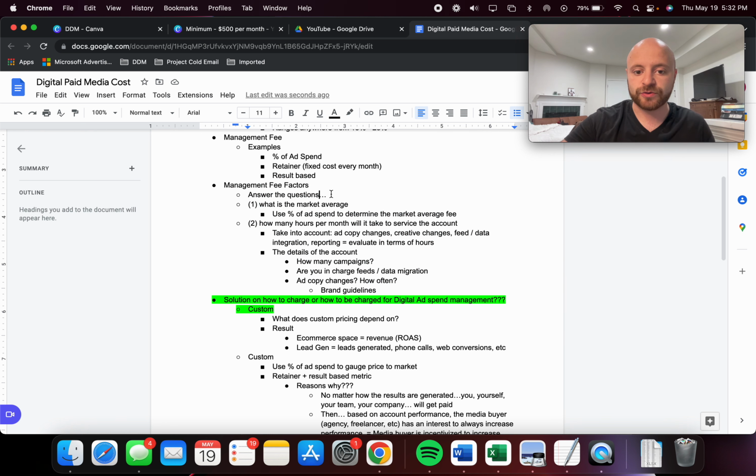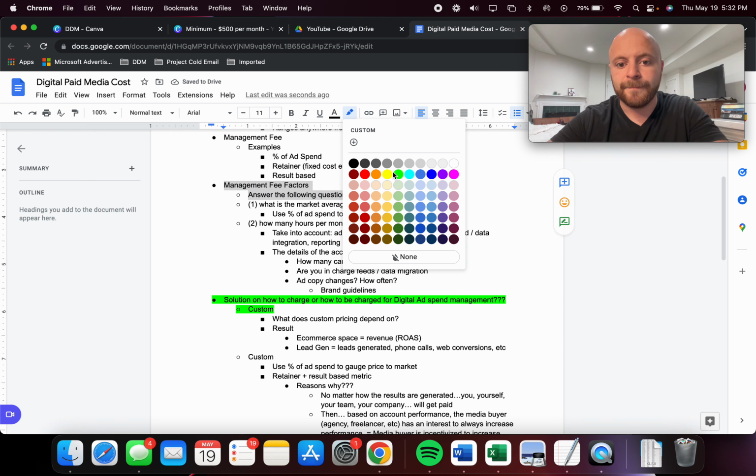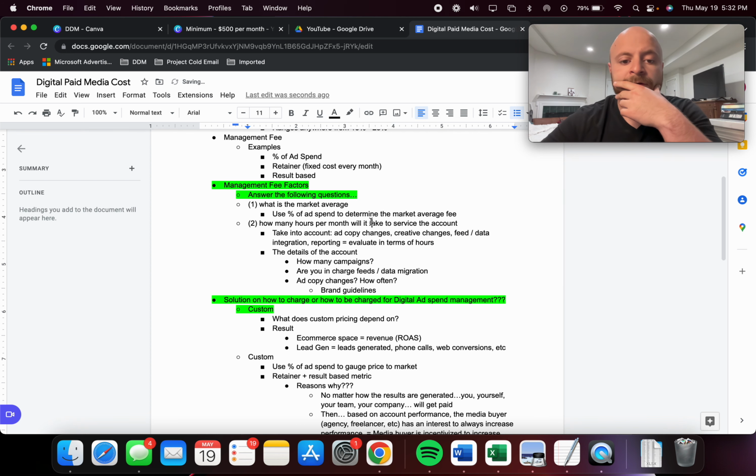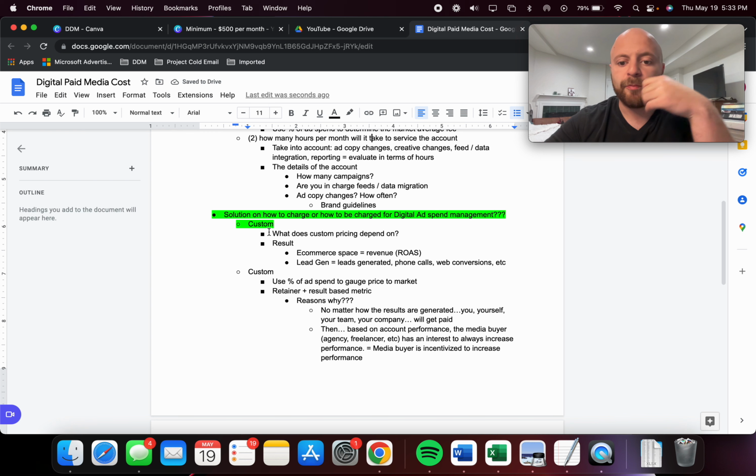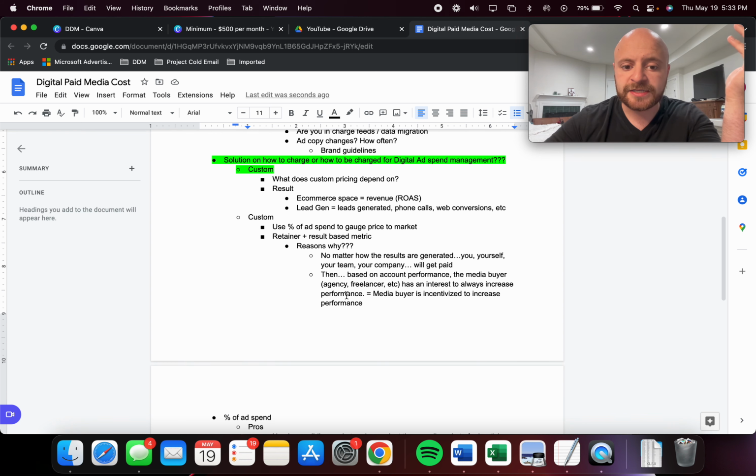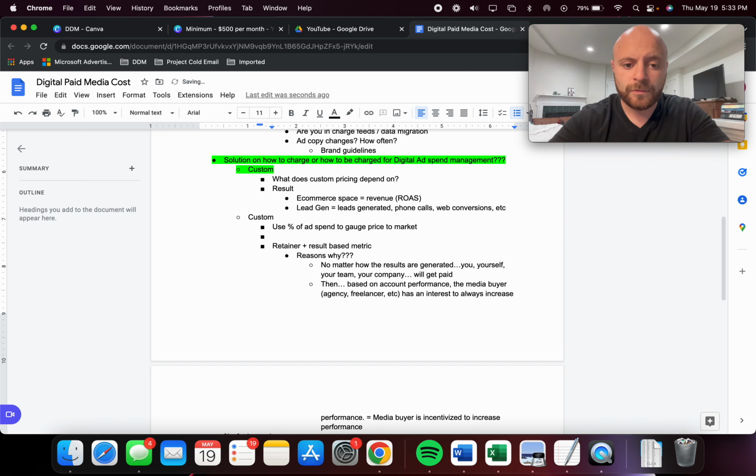But the main factor, the whole point of the video, is right in here: management fee factors. Answer the following questions. Here's your main factor. Once you do this, then you can come up with a custom solution, which typically uses percent of ad spend to gauge price to market, backs into the amount of hours the account maintenance will take, and then calculates a retainer plus a result-based metric.